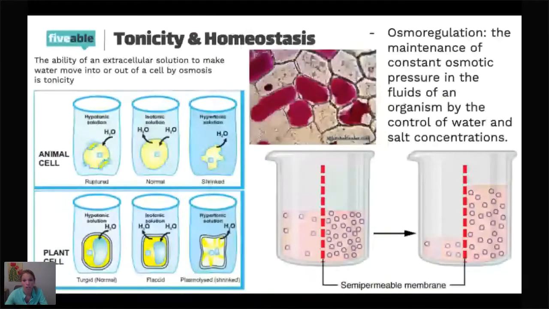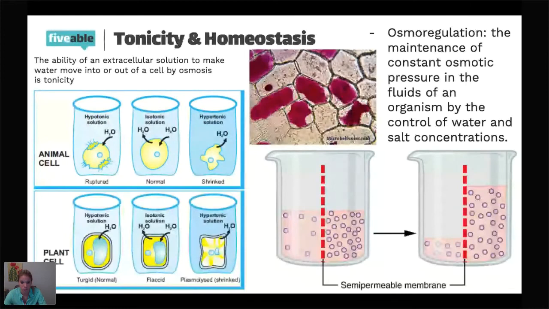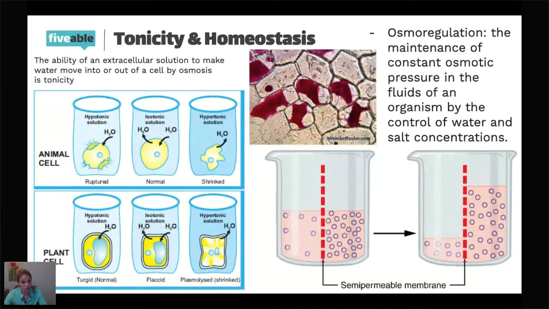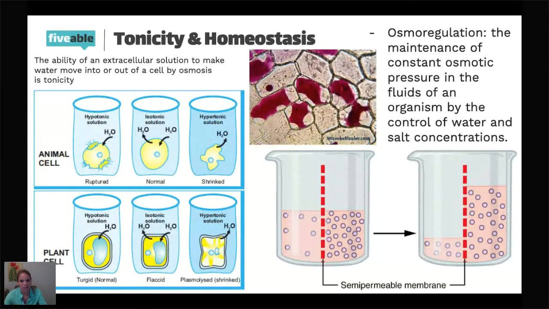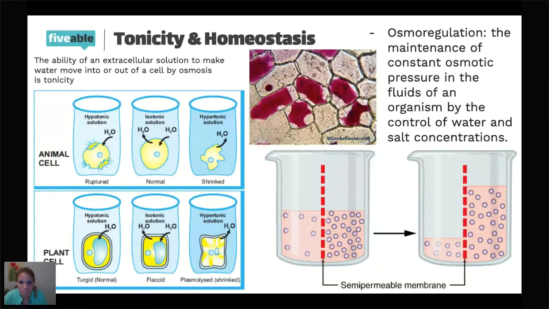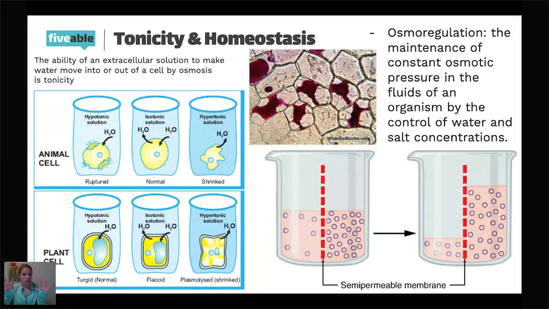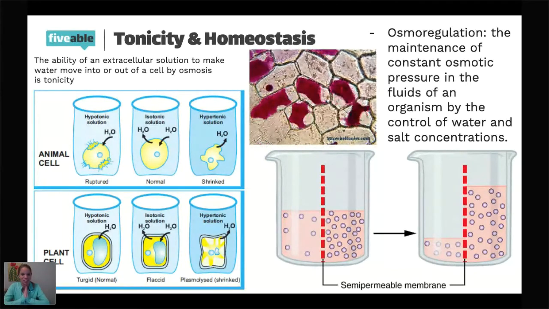That's why we call it osmoregulation, like osmosis, osmoregulation. It's the maintenance of constant osmotic pressure in the fluids of an organism by the control of water and salt concentrations. Okay, that's a mouthful. The main thing that you need to know is water is always going to move to make things less concentrated. Water does not want things to be different concentrations. It wants them to be equal concentrations because it's all about balance in yoga and Zen.